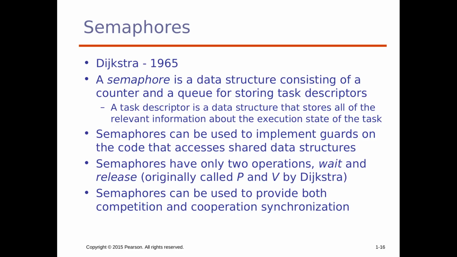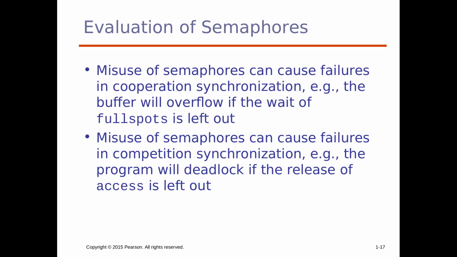A semaphore can be used to implement a guard on code that accesses shared data structures. If we have some resource where we need to prevent inappropriate reading and writing from happening, we want to guard that so that we can control the flow of execution across that thing. We need to use something like a semaphore. What it really has is only two operations: wait and release. We use these to provide both competition and cooperation synchronization.